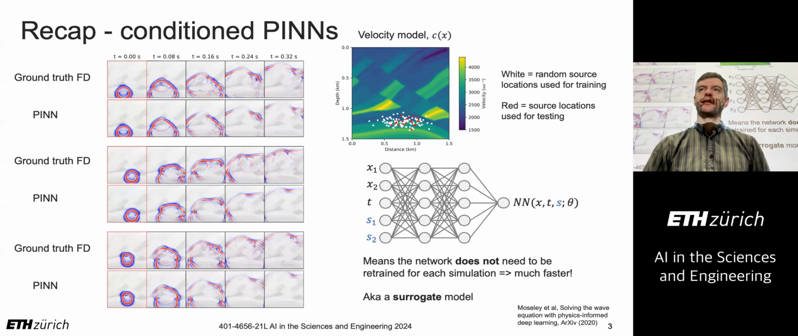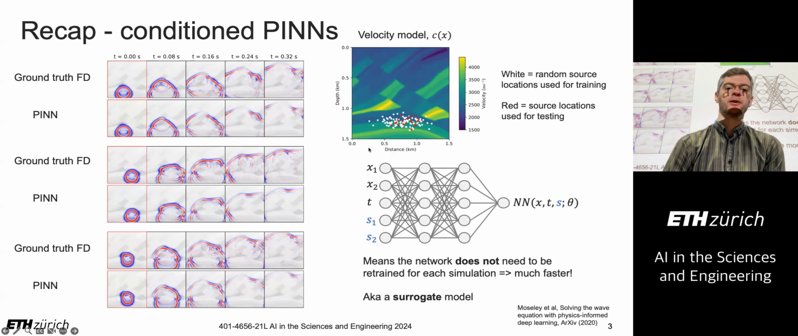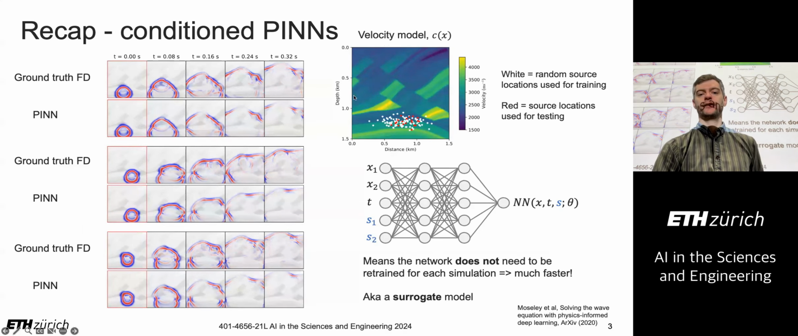One of the main ways that I described to you was a very simple idea, and it's just to condition the PINN on additional inputs of the simulation that you're trying to carry out. So I call these conditioned PINNs. For example, we looked at simulating seismic waves through the Earth. And if you just trained a standard PINN on this simulation here, you would have to retrain it for every source location that you use. So each new initial condition of the simulation.